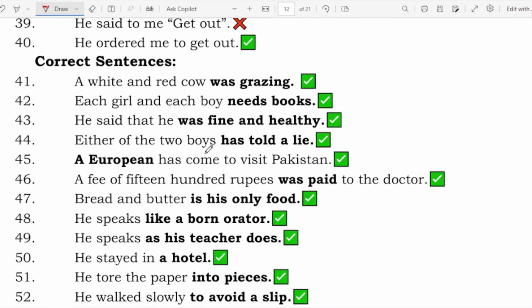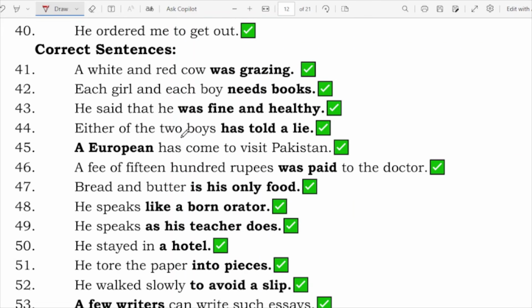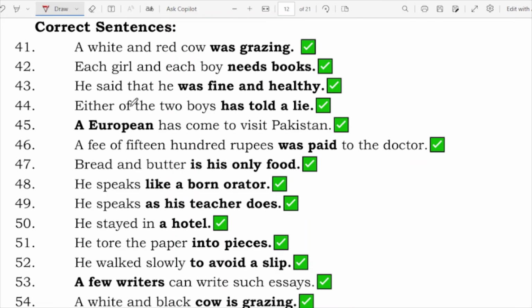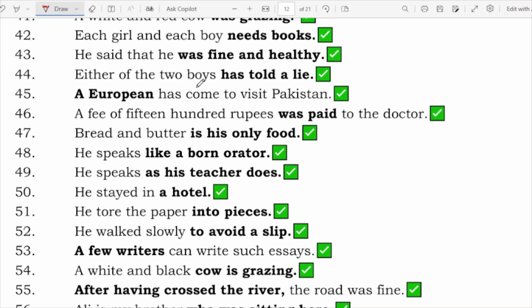Now these are a few more correct sentences. Just read and remember that these are the correct sentences. A white and red cow was grazing. Each girl and each boy needs books. He said that he was fine and healthy.